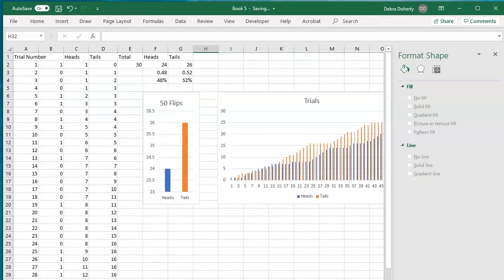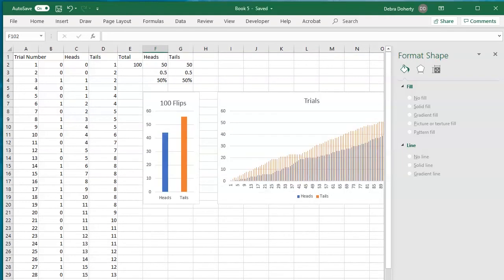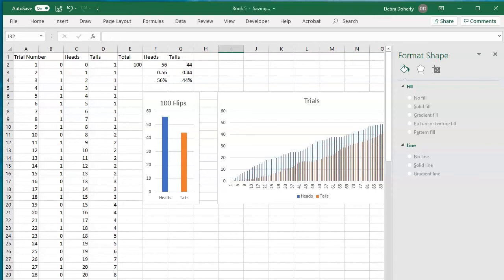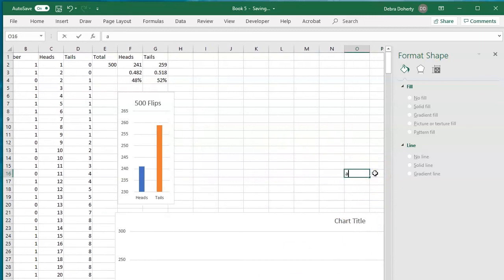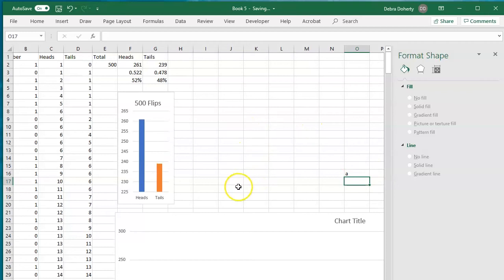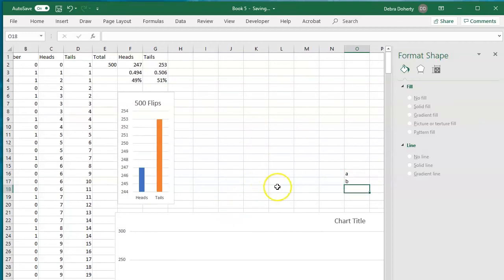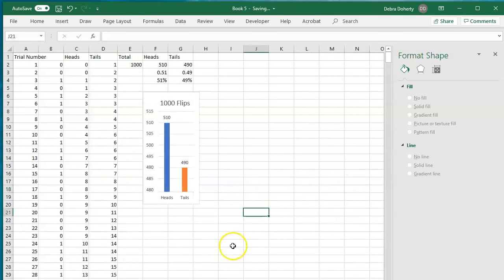Okay, so we're noticing 48 and 52 as we get it to 50, 50 at 100. If we press it again, it becomes 56 and 44. All right, what about 500? Now we're at 48 and 52, 52 and 48. We're now at 49-51. We're not getting like 5 and 10% differences there. We're getting like 2 and 3% differences.